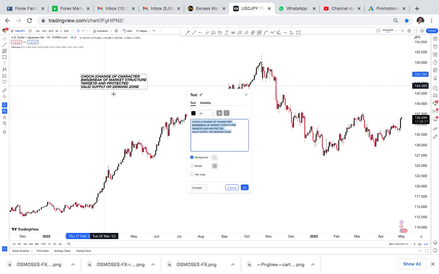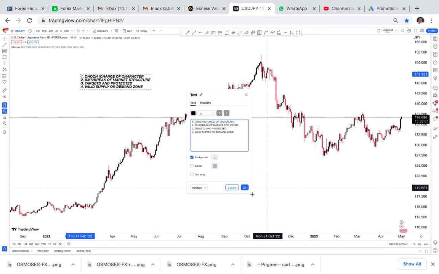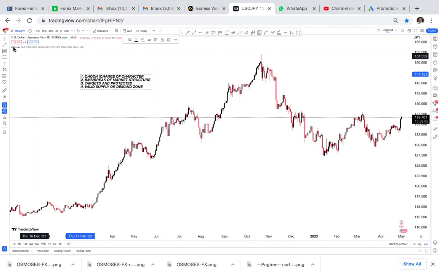Let me number them like this: one, two, three, and four. Okay, so here we are. So let's start with the first one, which is the change of character. What does change of character mean?